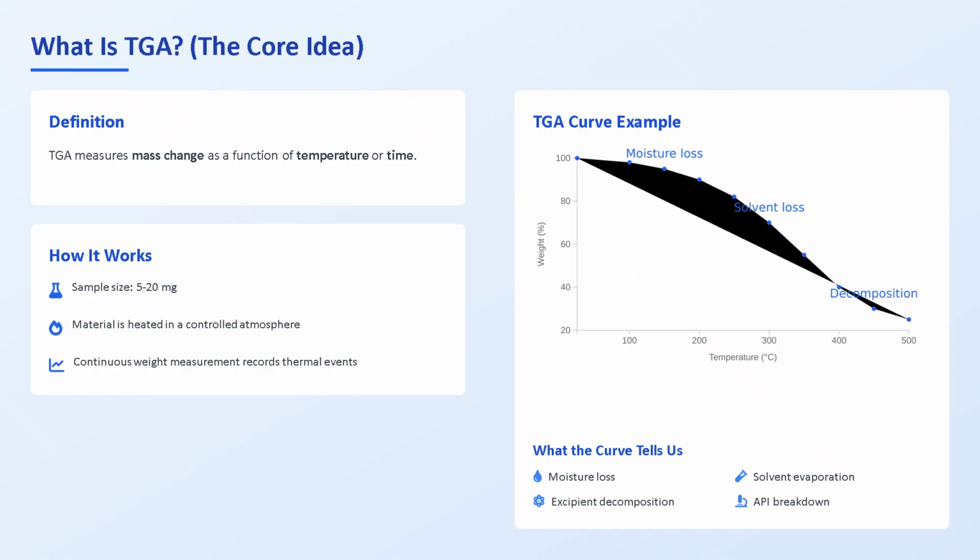Thermogravimetric analysis measures the change in mass of a material as a function of temperature or time. Typically, a small sample weighing between 5 and 20 milligrams is heated under a controlled atmosphere. As the temperature increases, the instrument continuously records weight changes, allowing us to detect moisture loss, solvent evaporation, and decomposition events with high precision.